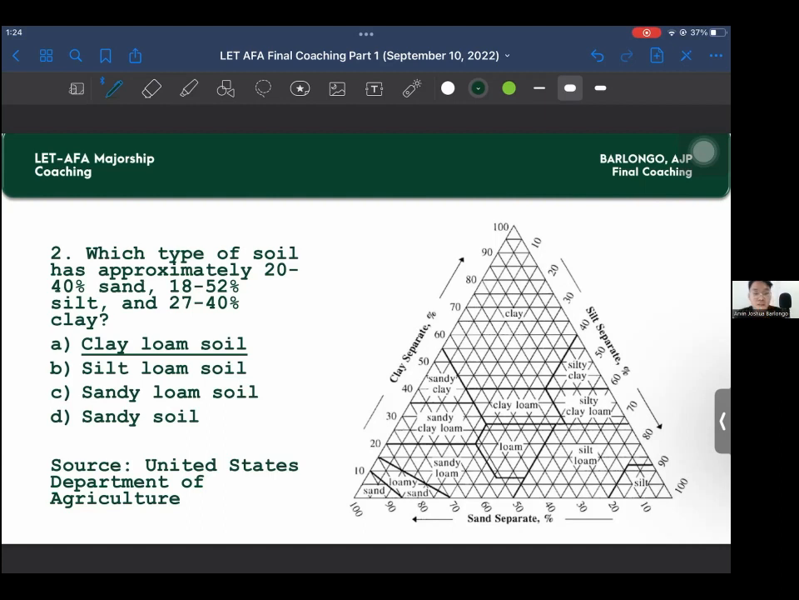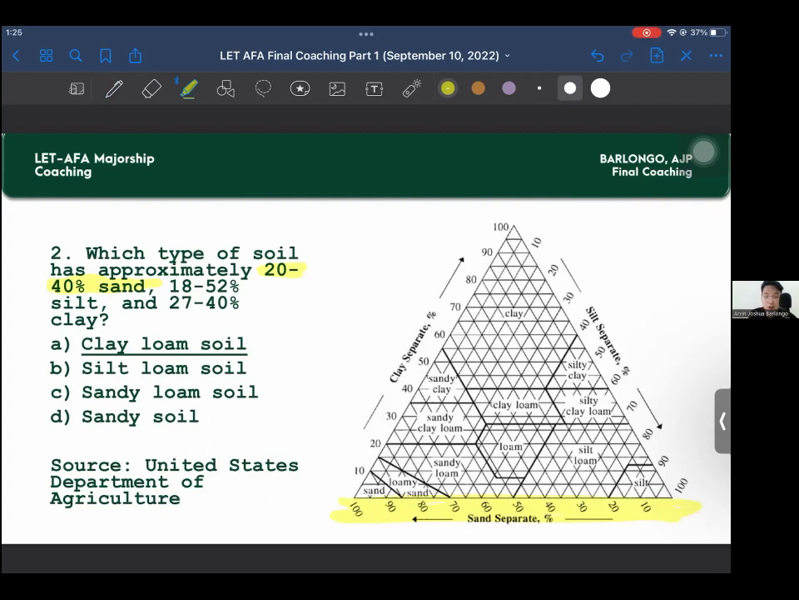Let's go back. Okay. So dito, in this triangle, hindi nyo kailangan i-memorize to lahat. All you need to do is to remember kahit isang part lang yan. And I suggest na ang inyong tandaan ay itong sand. Kasi ito ang pinakamadaling i-visualize. Imagine nyo lang na ang sand ay mas malalaki yung particles nila, di ba? Kaya mong kumuha ng ilan lang na piraso ng sand sa iyong kamay. So, ang titignan nyo na lang kapag nasa question na kayo is yung sand na percentage. So, in this case, it is 20 to 40% sand.